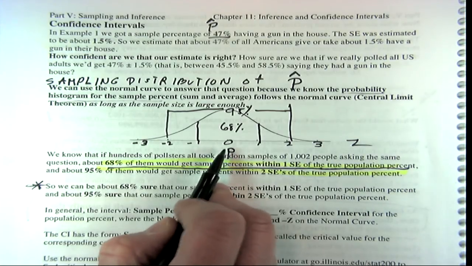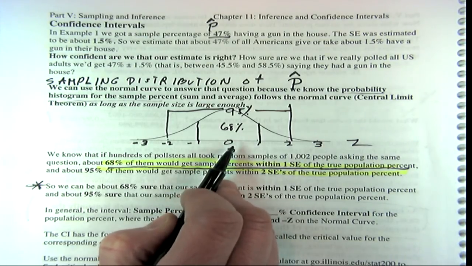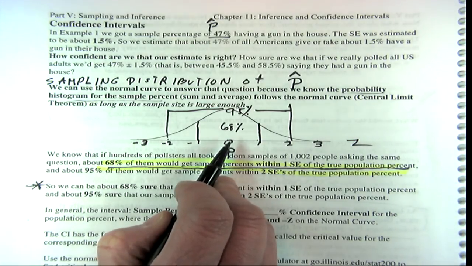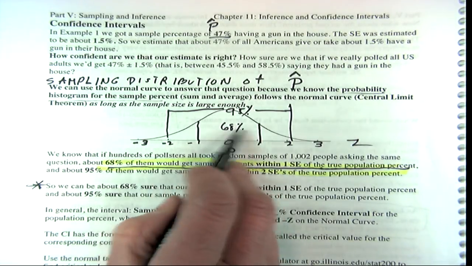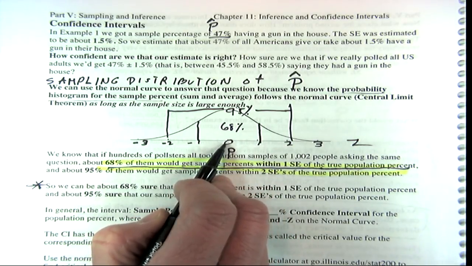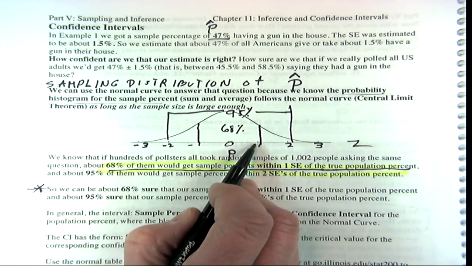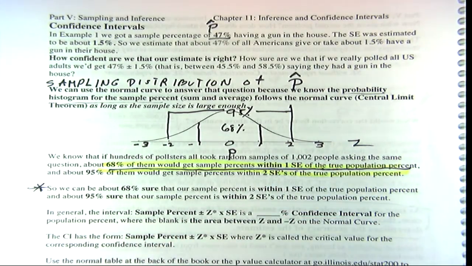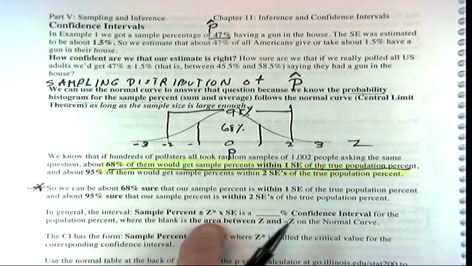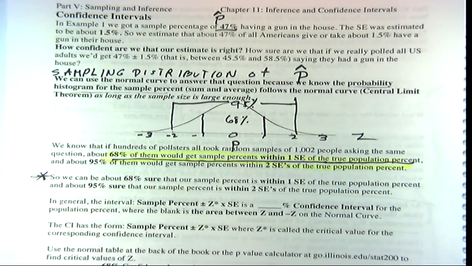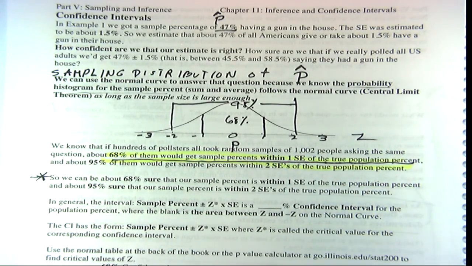What I'm saying is, don't put 47% in the middle and say that if we did it again, 68% of the time we're going to get samples within plus or minus one standard error of 47%. No, because our 47% could be here, could be anywhere. All we know is that we're confident that if we go plus or minus a certain number of z-scores, that measures how confident we are that we'll capture the true population percent.